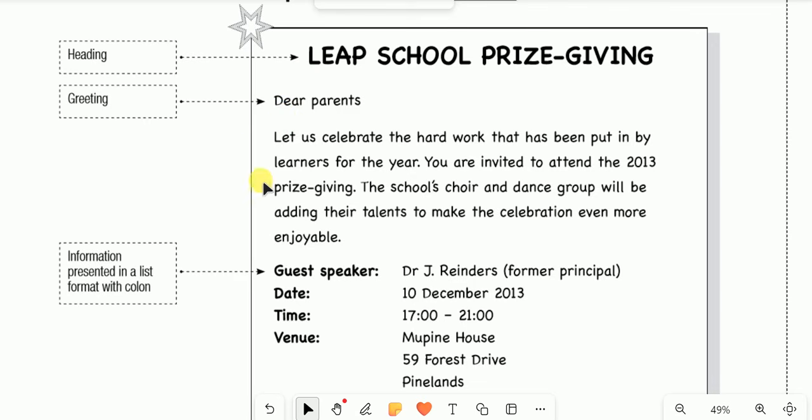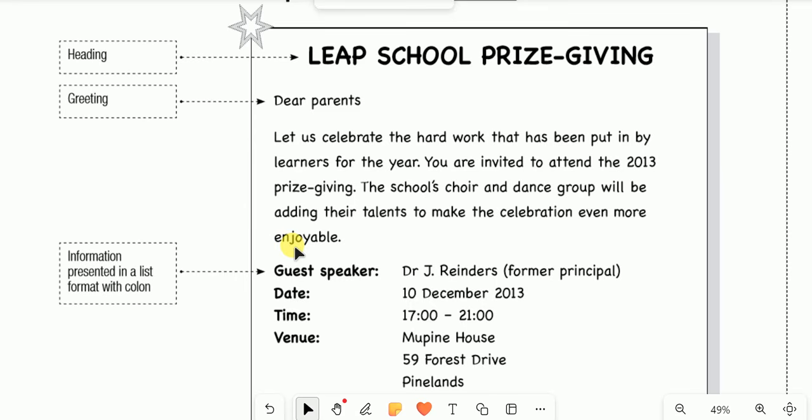And then what is also important in an invitation is that you must have a brief paragraph, just a small paragraph. Remember, you need to write between 80 to 100 words, right? You need to have just a brief paragraph that gives more details about the event, about the occasion that you are inviting your guests to. Now it says, let us celebrate the hard work that has been put in by learners for the year. You are invited to attend the 2013 prize giving. The school's choir and dance group will be adding their talents to make the celebration even more enjoyable. Just short, straight to the point.